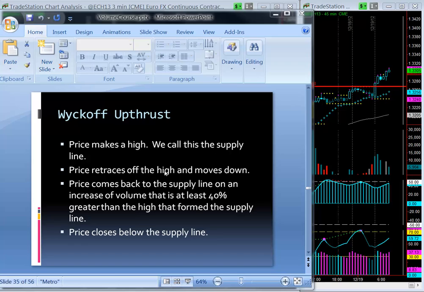Price then retraces off the high and moves down. You can see that price retraced back to the ATR and made an isolated low.